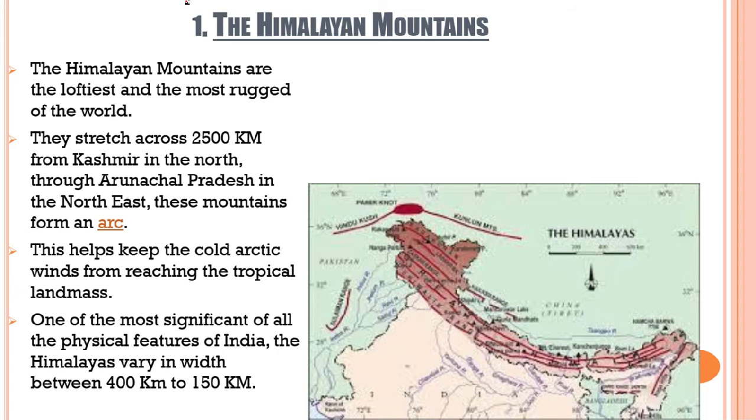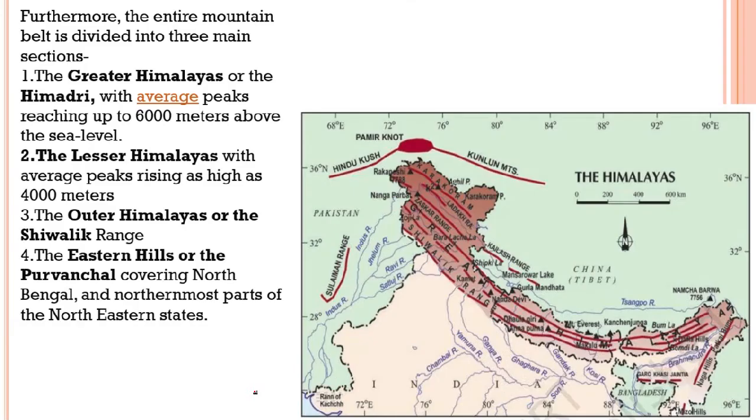Then when we came to learn about the Himalayan mountains, we learned that it is the loftiest and the ruggedest mountains of the world. Then we learned that it stretches around 2,500 kilometers from Kashmir to Arunachal Pradesh, and the shape represents that of an arc, like a crescent, like a curve. Then we learned that the width of this mountain range varies between 400 kilometers to 150 kilometers.